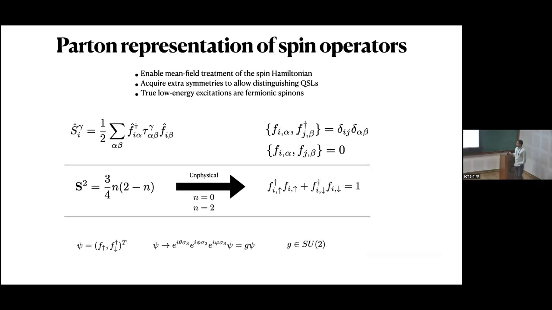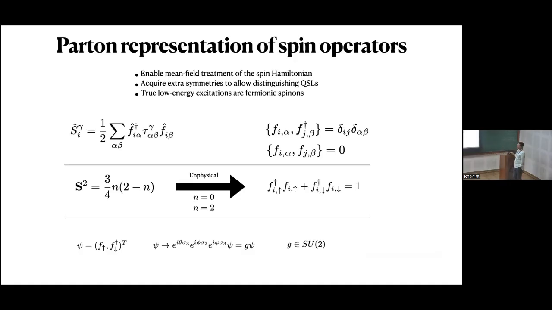So the way to classify spin liquids is to rewrite the spin operators in terms of some fictitious quasi-particles, which are spin 1/2 and charge neutral, called spinons. This allows you to have extra symmetries in your problem, namely SU(2) gauge symmetry. That is what you can do to the fermions to keep the spin operator invariant, but leads to the appearance of unphysical states, that is empty and doubly occupied, which have spin 0.